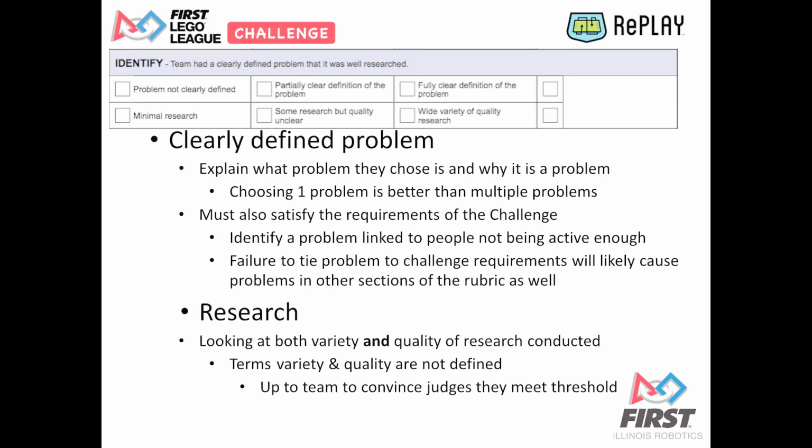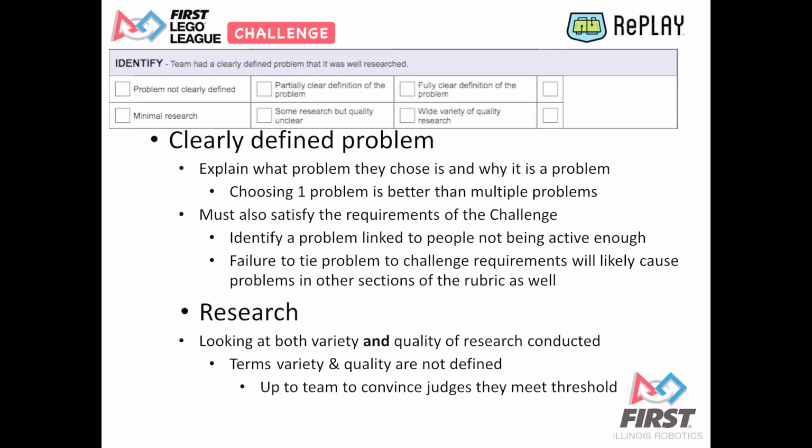Also, remember, if a team has not identified a problem connected to the theme of the year, it could also affect whether the judges believe the team's solution is tied to the theme of the year, which is covered in the design section. And it could also affect the team's score in the communication section of the rubric. So as you see, a problem with how the team identified their problem could have a ripple effect on multiple sections of the rubric and cause the team not to do as well as they would like.